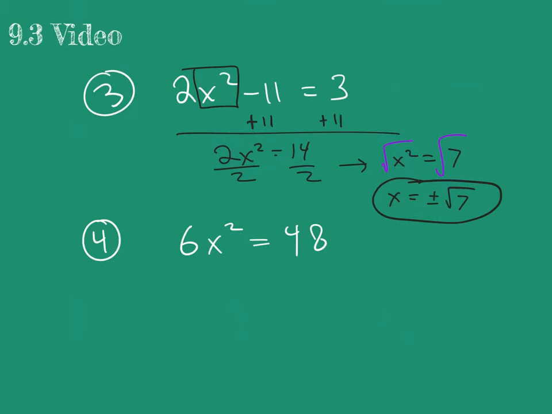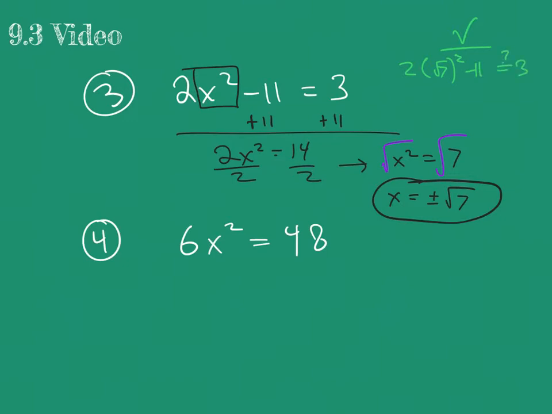Let's do a little check first to kind of prove it to you. So I'm going to check my answer. You guys know how to check an answer. You plug it in. So I'm going to do 2 parenthesis square root of 7, I'll just use the positive one, squared minus 11. And I'm trying to check to see if that equals 3.